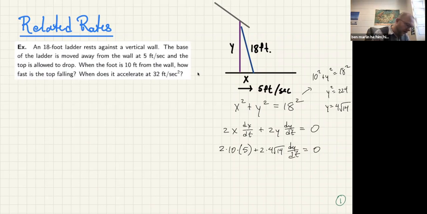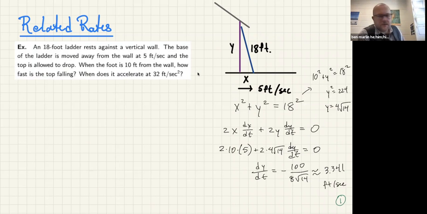So then all we've got left to do here really is the arithmetic. dy/dt for this is going to be negative, let's see, 20 times 5, negative 100 over 8 square roots of 14. And if you need an approximation for that, because we always seem to, 100 divided by 8 square root of 14, I'm getting about 3.341, and the units would be feet per second.